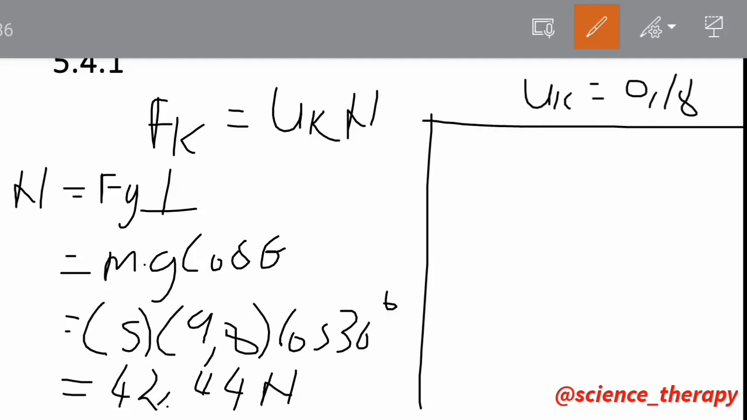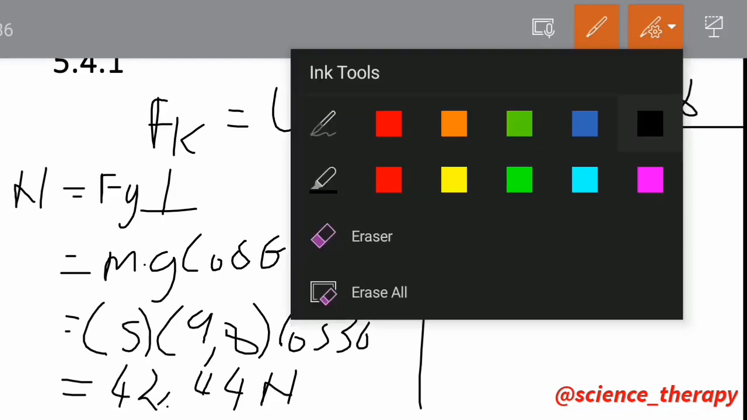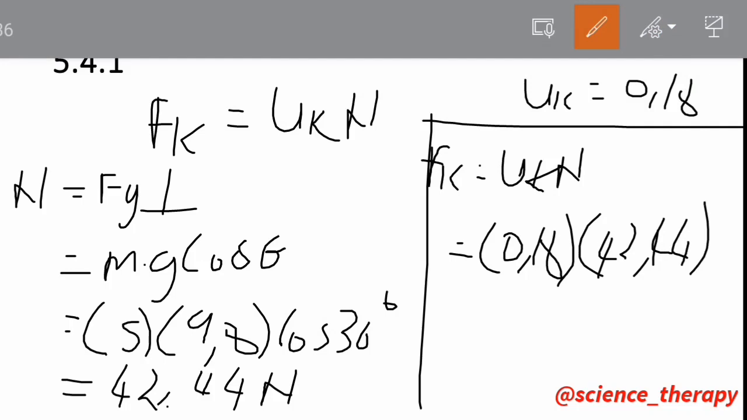Now, to calculate the Fk, we say Fk is equal to mu k times N. But remember, mu k is equal to 0.18, the coefficient of kinetic friction. So let's write it nicely: 0.18. The normal force now is 42.44. So now 0.18 times 42.44, if we multiply the two, that gives us 7.64 newtons. Awesome.